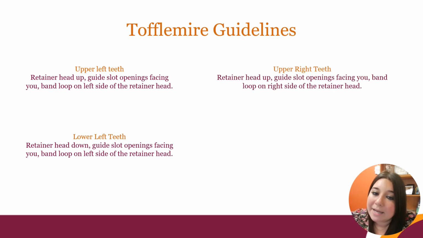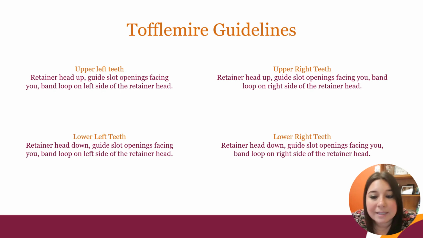For upper right teeth, the retainer head should be up, the guide slot opening should be facing you, and the band loop is on the right side of the retainer head. And then lastly, lower right teeth, the retainer head is down, the guide slot openings are facing you, and the band loop is on the right side of the retainer head. This will make much more sense when we are practicing in lab class.